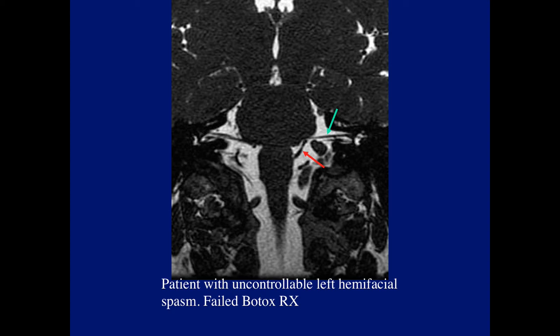Here's a nice coronal thin T2 showing, again, this nicely. Here's the artery coming up, the PICA, and here we can see the seventh nerve, and we can see how the artery impinges on the root entry zone, likely the cause of this patient's left hemifacial spasm. This patient failed Botox treatment.